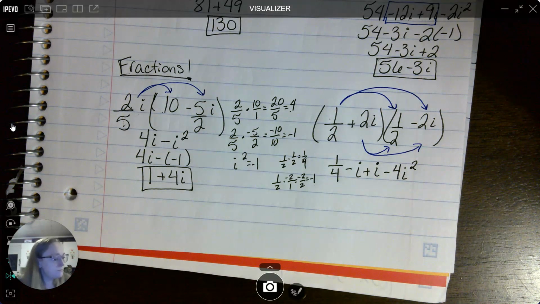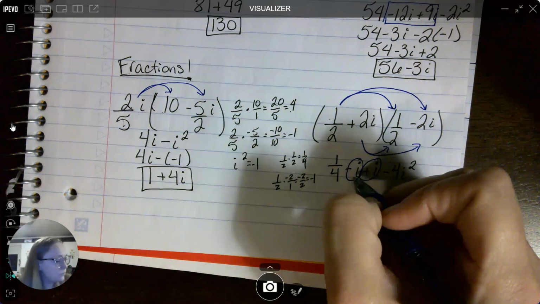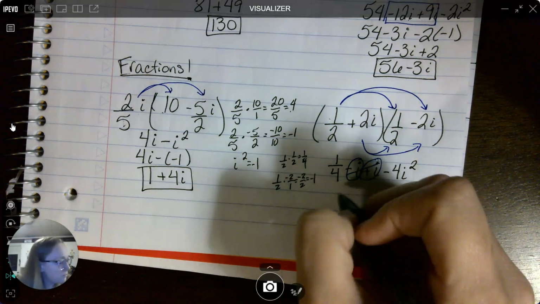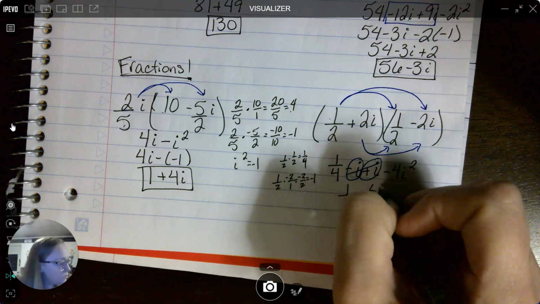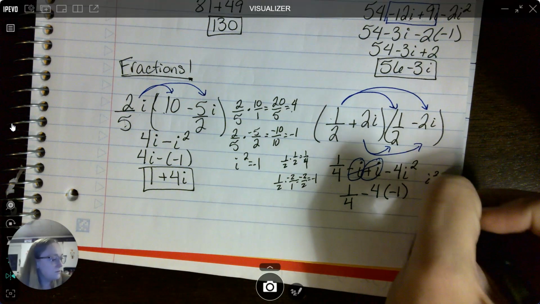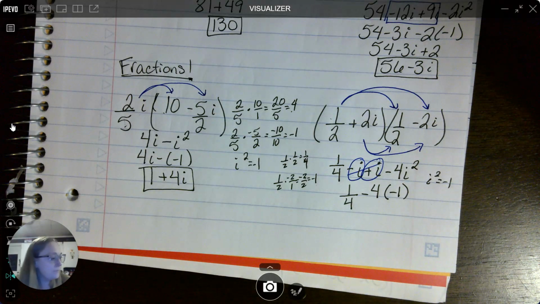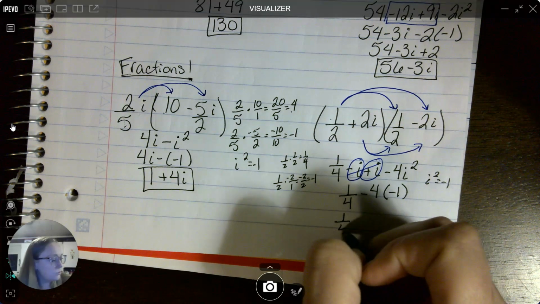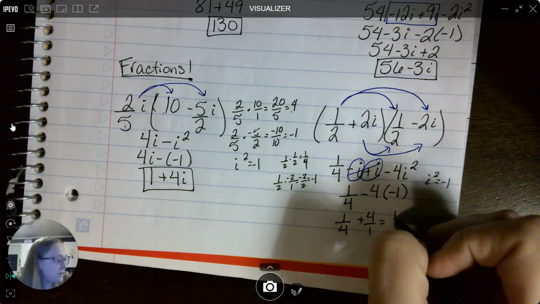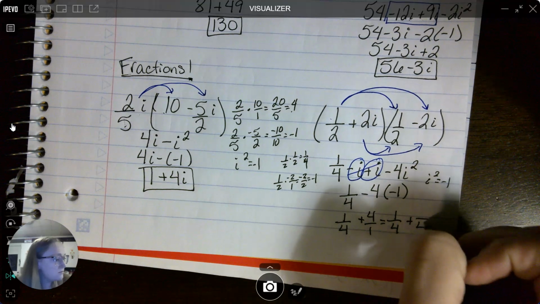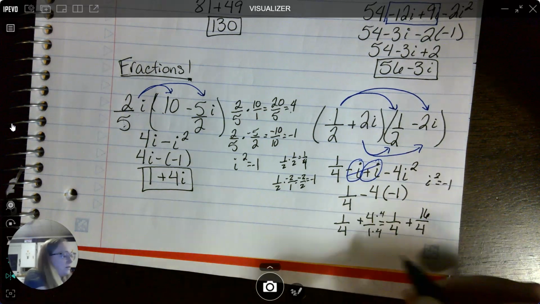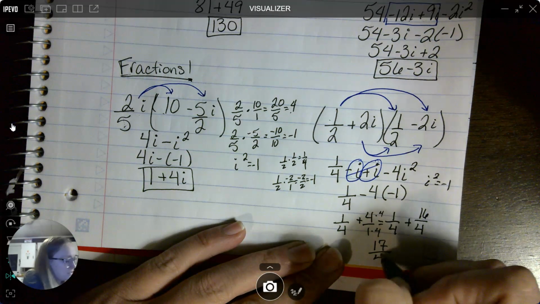Okay, and now we combine my terms. Negative i plus an i would cancel, and I have 1/4 minus 4 times negative 1. Remember, i squared is equal to negative 1. So 1/4 plus 4, I'm going to go ahead and put that over 1. Now we're back to adding. To add fractions, we do want common denominators. So I can make this a 4 by multiplying top and bottom by 4. And I am about out of room. Here we go, 17/4.